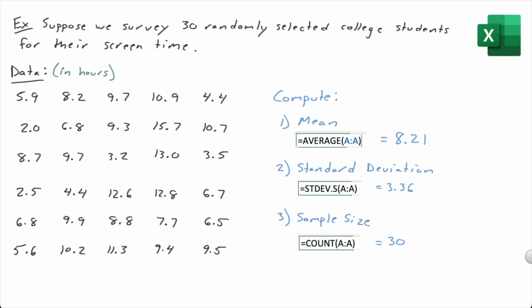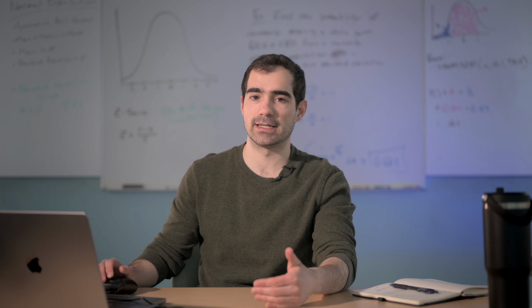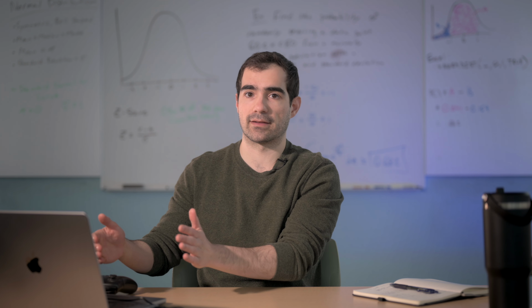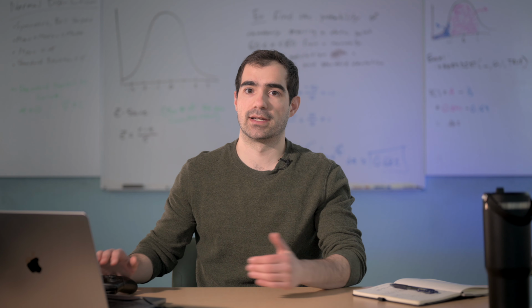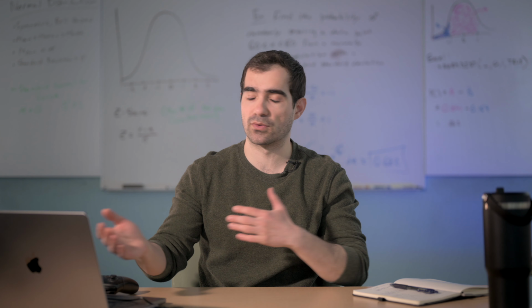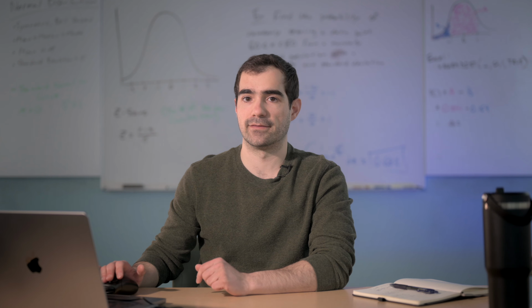Here we have an average of 8.21, a standard deviation of 3.36, and a sample size of 30. Now, 8.21 is only slightly above 8. It's definitely higher, but is it high enough to be convincing? After all, if we surveyed a different group of 30 students, we'd probably get a slightly different average. So the question is, is this difference meaningful? Is it large enough that we can reject our hypothesis, or is it just normal sample-to-sample variation? That question we can answer with a p-value.